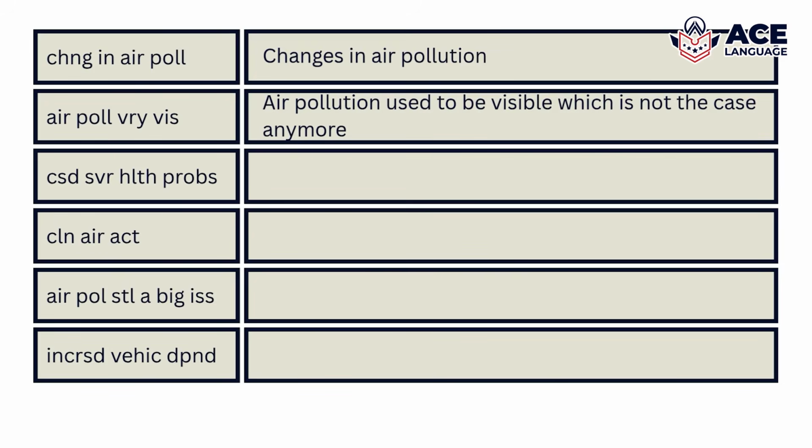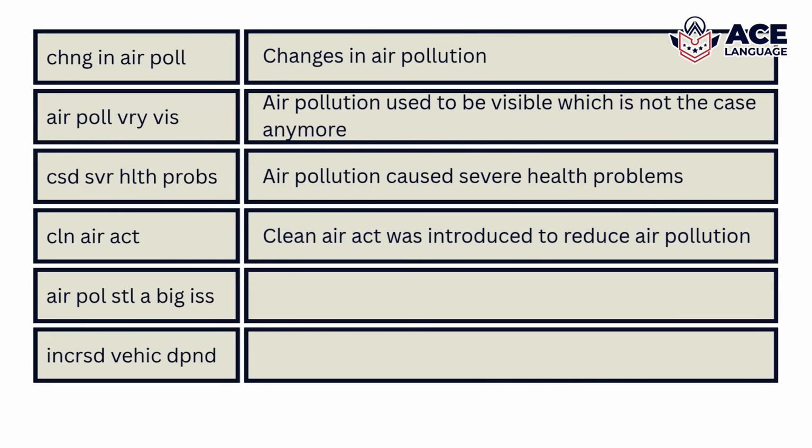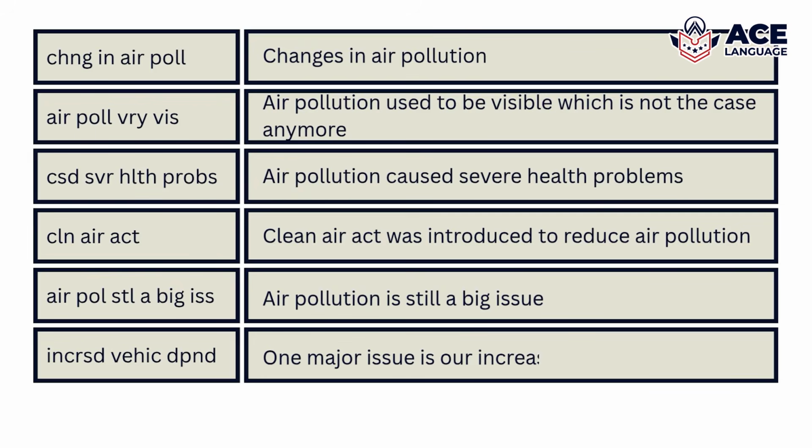Make a meaningful sentence. And then I'm saying air pollution caused severe health problems, did the same thing as before, right? I did not do anything extraordinary here. Next one is I'm saying Clean Air Act was introduced to reduce air pollution. Same thing was done. And then I'm saying air pollution is still a big issue. Again, same thing. And then you can see that my note is vehicle dependency increased, and I'm just saying that one major issue is our increased vehicle dependency.